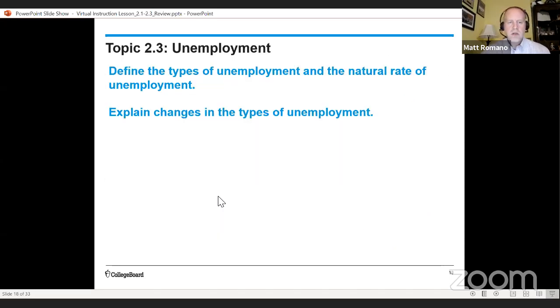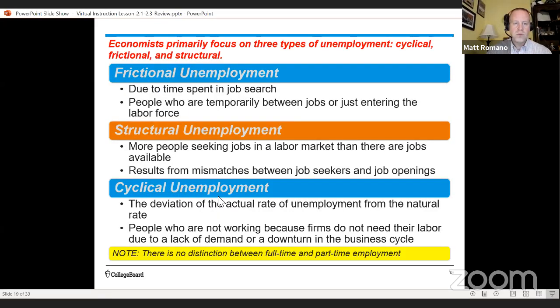Going forward, our AP Macro curriculum also asks us to define the types of unemployment, which we just took a glimpse at, and the natural rate of unemployment, which I know you know by now, so we're just going to review rather quickly and then explain the changes in those types of unemployment.